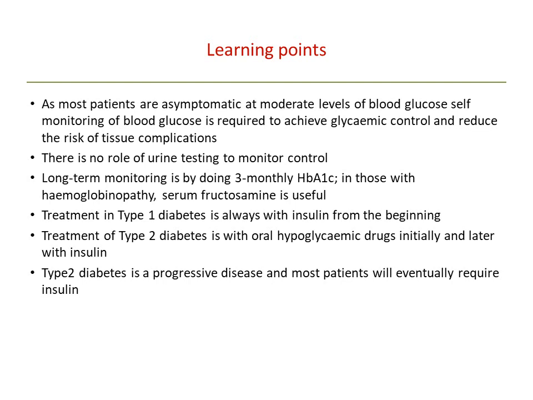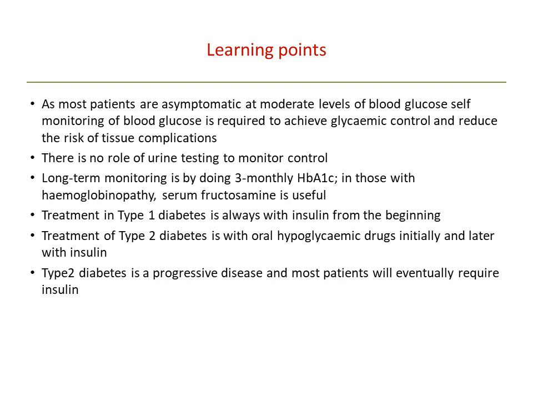We've discussed the following. As most patients are asymptomatic at moderate levels of blood glucose, self-monitoring of blood glucose is required to achieve glycemic control and reduce the risk of tissue complications of diabetes. I've explained why there is no role for urine testing to monitor glucose, as the renal threshold may be altered in certain conditions, and whilst the urine may be positive for glucose, blood glucose may be normal.